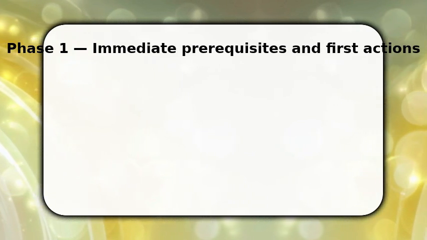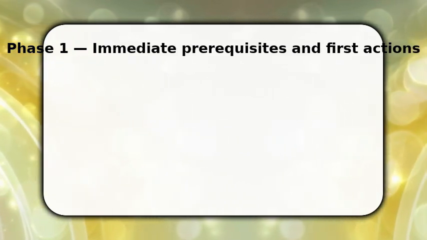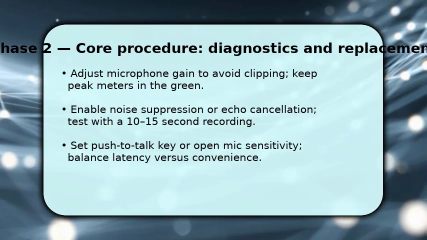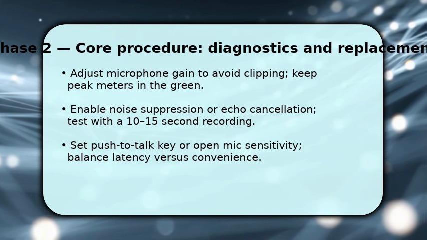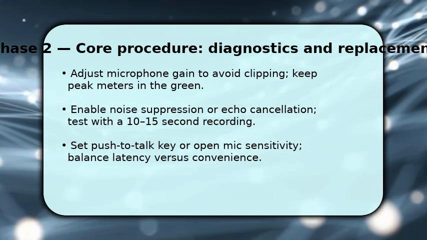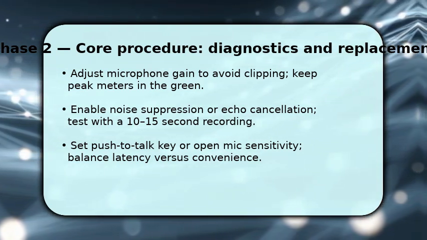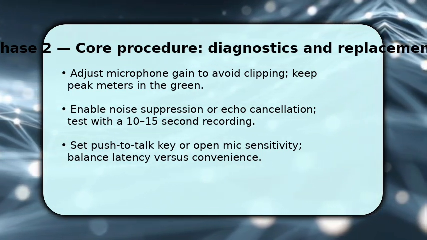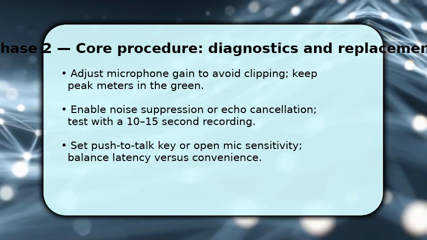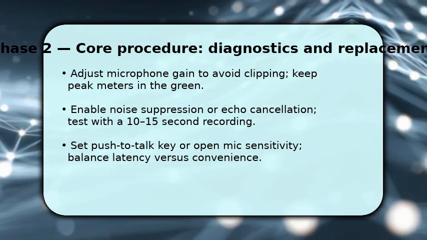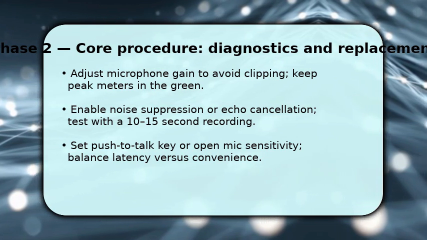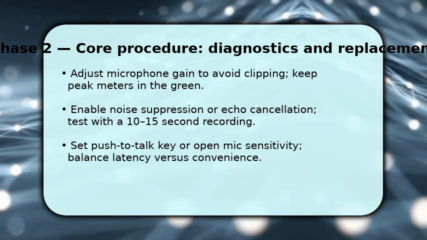Now create or join a voice channel and enable push-to-talk if you prefer precise control. Once connected, fine-tune settings to improve clarity. You should lower mic gain if you see red peaks, because clipping ruins intelligibility. Enable noise suppression and echo cancellation so background sounds and feedback vanish, then record a short 10-15 second clip to confirm changes. Next, choose push-to-talk or set open mic sensitivity carefully.